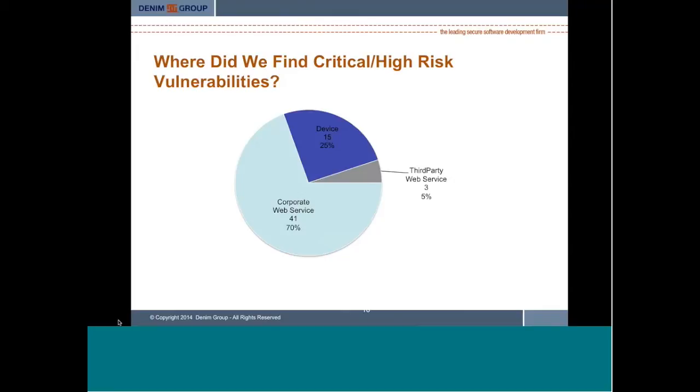If you're standing up a mobile application assessment program, you need to pay attention not just to the code running on the device. You also need to understand how that code is interacting with third-party web services, and in a lot of cases, most importantly, the corporate web services that you are exposing.